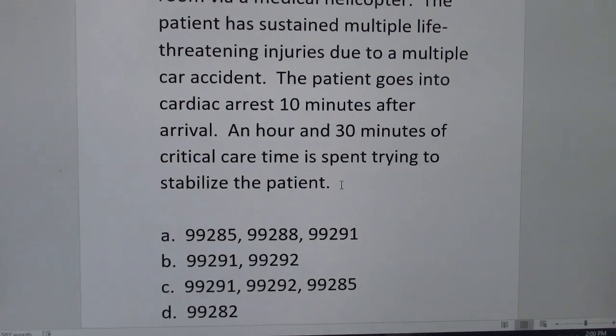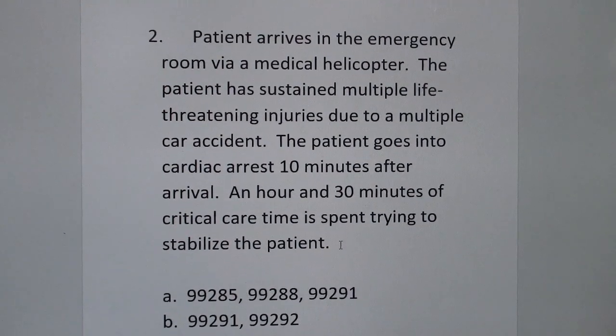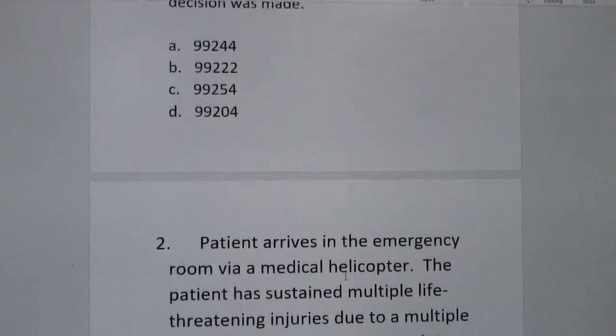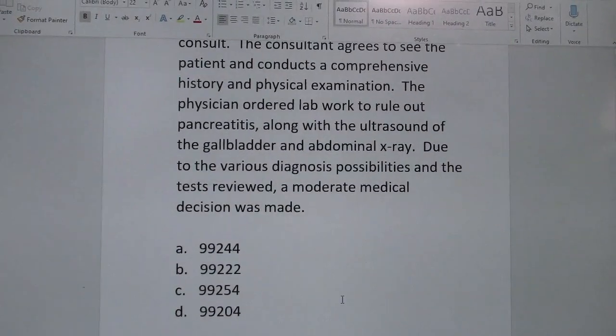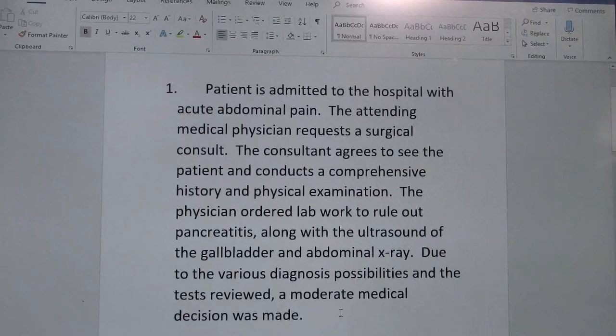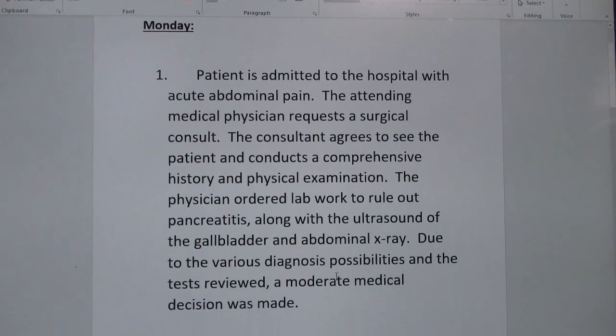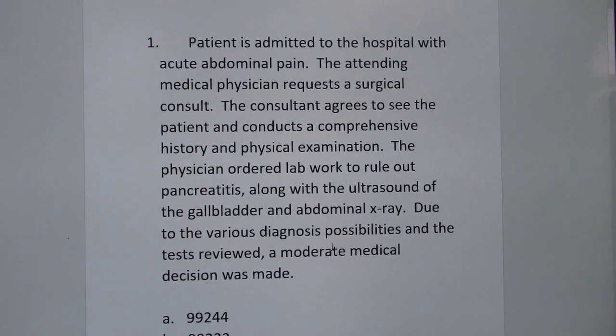Okay, guys, I will be back tomorrow with the answer to these 2 questions, along with 2 more for tomorrow on CPT. And today's questions are on E&M, and I'll try to stay within E&M.